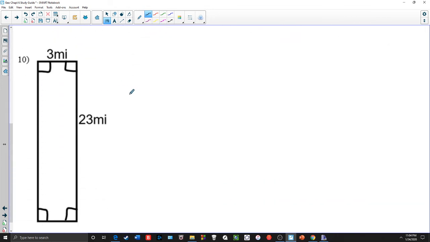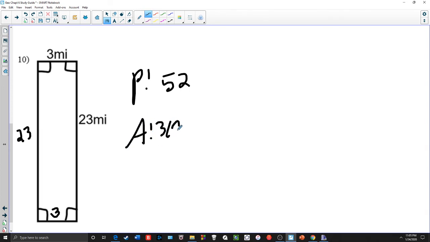For the rectangle, it's pretty similar. So perimeter is, again, add up all the sides. So 3 plus 23 plus another 3 down here plus another 23 over there. So don't forget to write in the sides that they don't write in for you. So 3 plus 23 plus 3 plus 23, add them all up, you get 52. And for area, it's just length times width. So 3 times 23, which gives you 69.